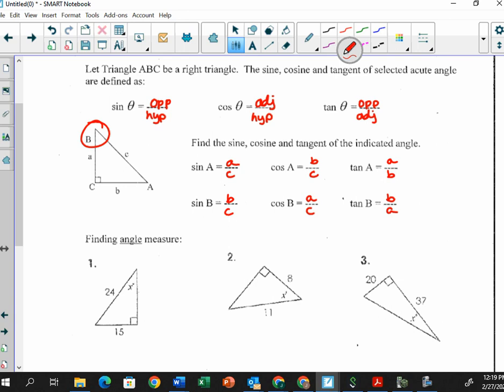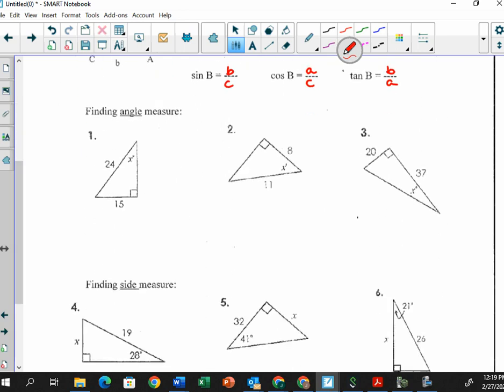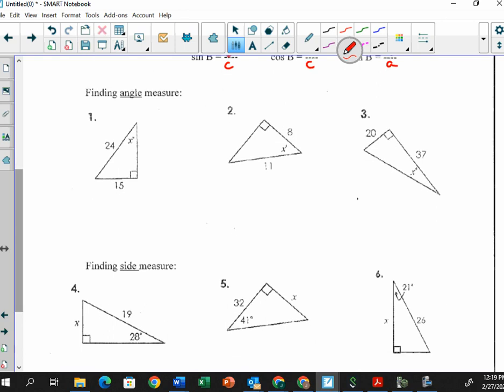All right. We have to be able to set up those ratios so that we can solve for whatever's missing in our triangle, okay? So let's look at number 1 here. I'm looking for the x, which is the angle. And I know the sides, the 15 and the 24. Using just that information, should I set up sine, cosine, or tangent? I should set up sine. Sine of x is going to equal what?